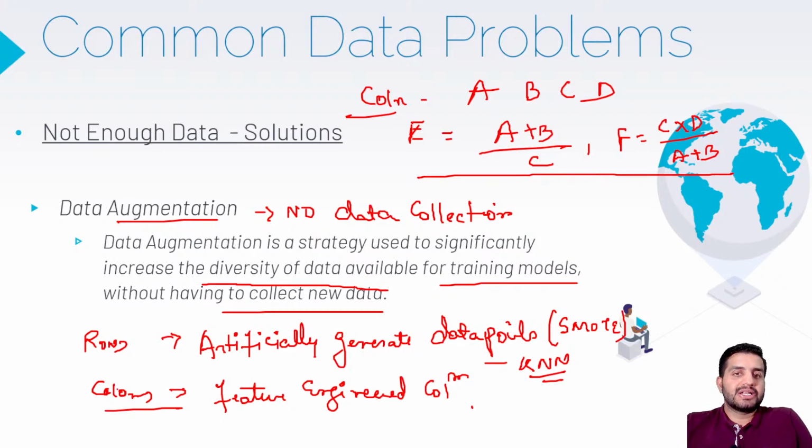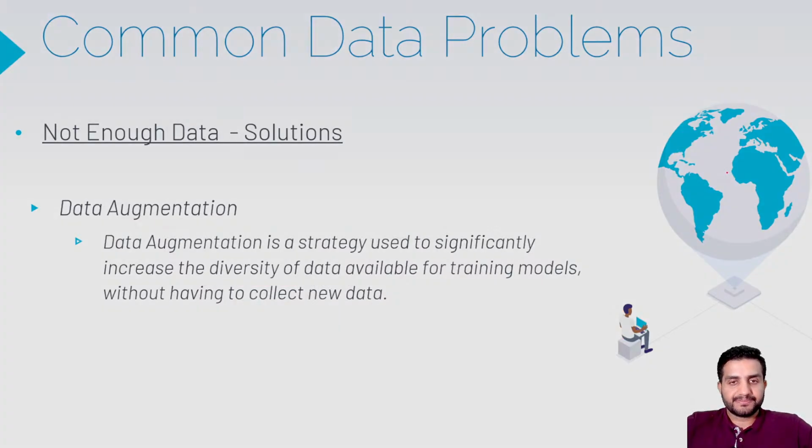So another potential solution for not enough data is data augmentation. Obviously, it will also have its own pros and cons, but the end objective is, when I say I do not have data, I intend to have the data now. My objective is to have the data.